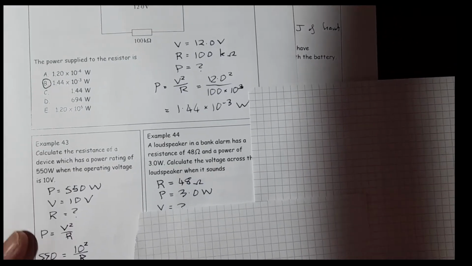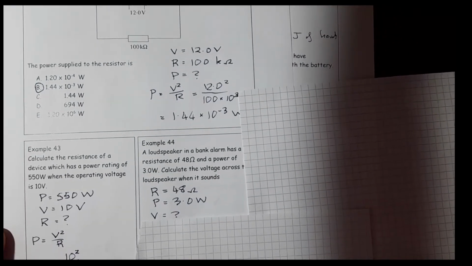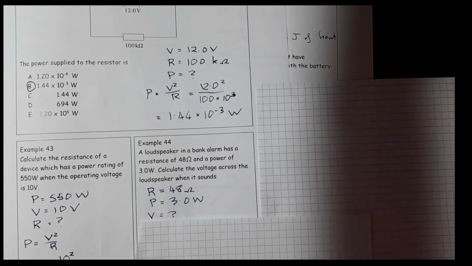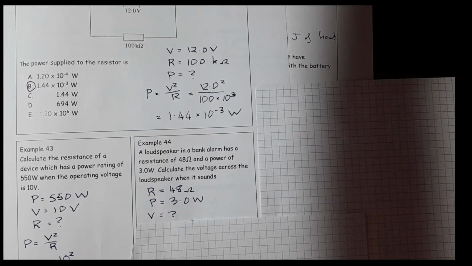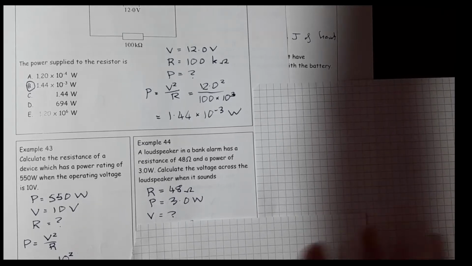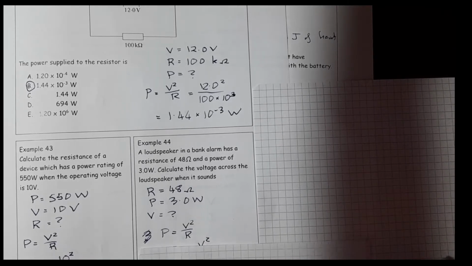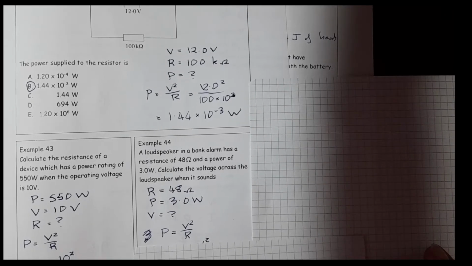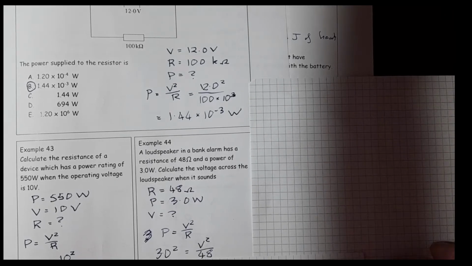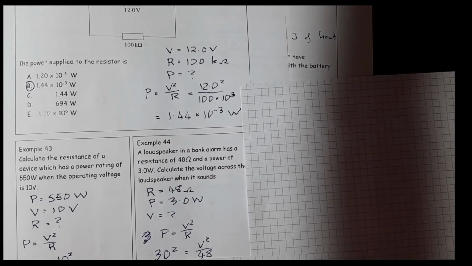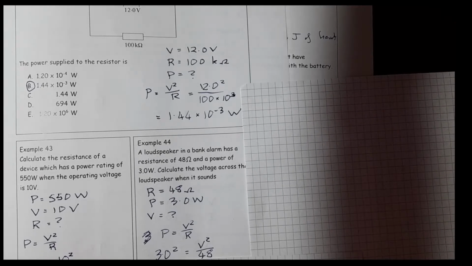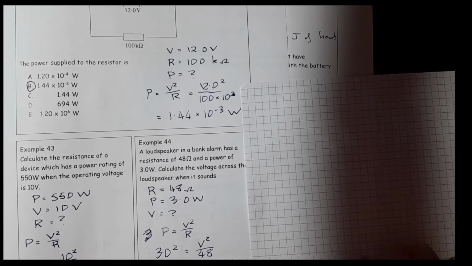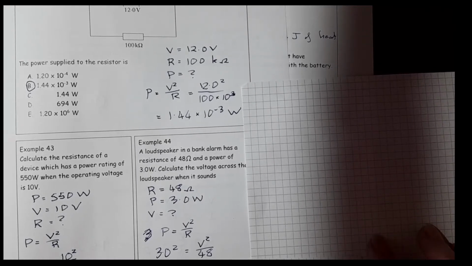The loudspeaker in a bank alarm has a resistance of 48 ohms and a power of 3 watts. Calculate the voltage. So 48 ohms, 3.0 watts, and this time again P equals V squared over R. Substituting in the values, so on the left 3.0 watts and V squared divided by 48. This is a bit of an easier one to rearrange. The way to get V squared is simply to multiply both sides of the equation by 48.